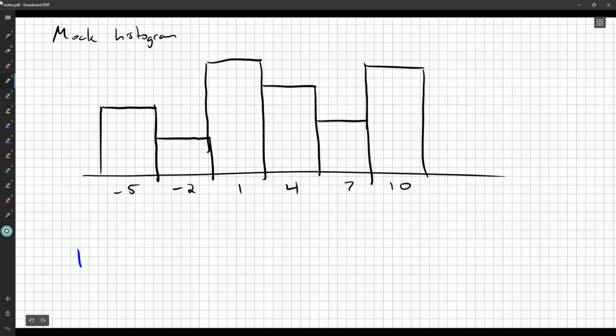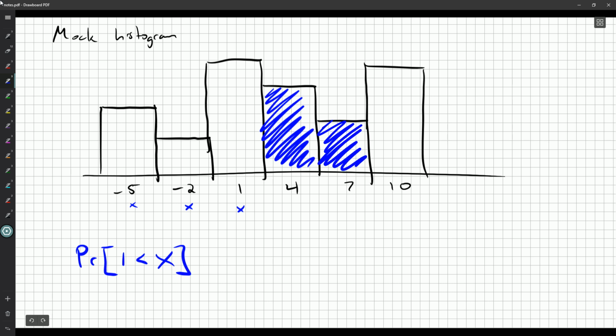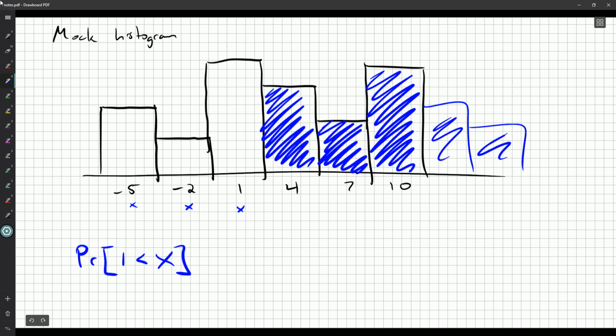We want to talk about the probability that x takes on a value bigger than 1. Okay, so which values could x be? Well, it can't be -5 or -2 or 1, because those aren't bigger than 1. But 4, certainly. 7, absolutely. 10, in fact, anything bigger. If we had more, we'd shade them in as well. But we've sort of reached our limit.